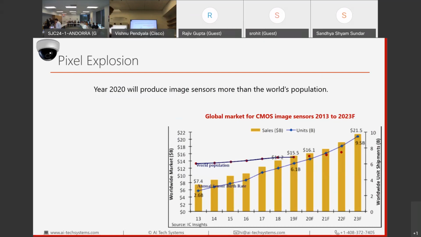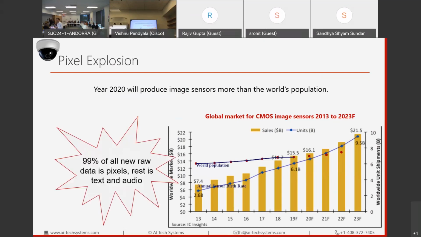And so that's one stat. The other stat is that 99% of the entire data that the internet consumes today is pixels. It's all sheer pixels. The rest is voice and text data. So given that we are producing so many sensors every year, and so much data is being produced, where is the limitation? Who's going to get hit, and how will this change the rest of the world and the way we live today?